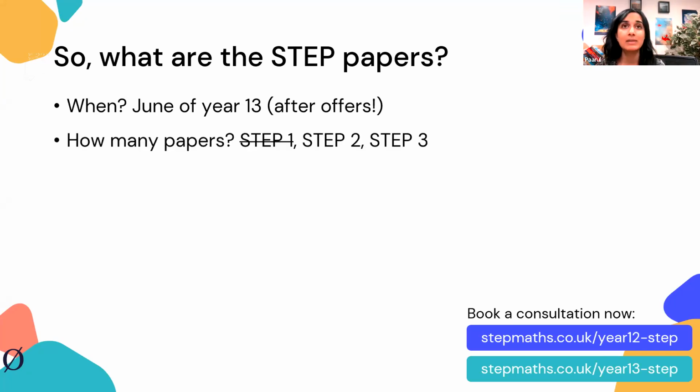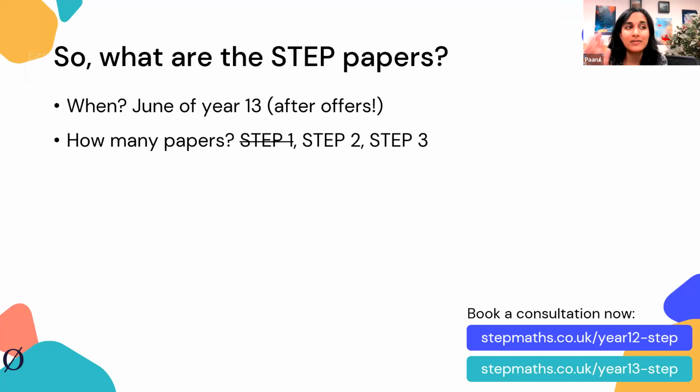There used to be 3 papers, STEP 1, STEP 2, and STEP 3. STEP 1 was scrapped during the pandemic, but STEP 2 and STEP 3 still exist, which means it has become a little bit harder. A lot of universities would say, if you get a grade 2 in any of the STEP papers, then we'll let you in.